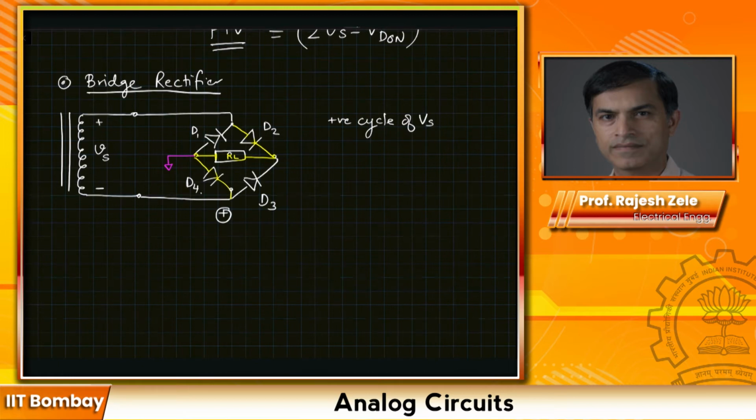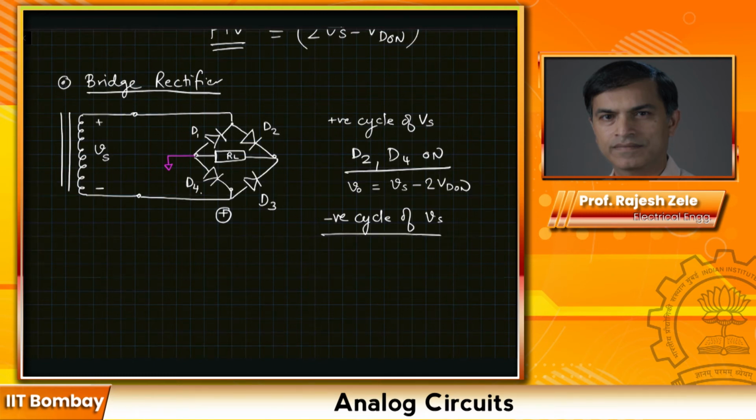And the voltage will be plus minus, plus minus, plus minus. So here you can see what the output potential is going to be. Vs minus 2 Vd on. That would be your voltage across the load, V out. Similarly, you can convince yourself now that in the positive cycle of Vs, we had diodes D2 and D4 on, and V out was equal to Vs minus 2 times Vd on.